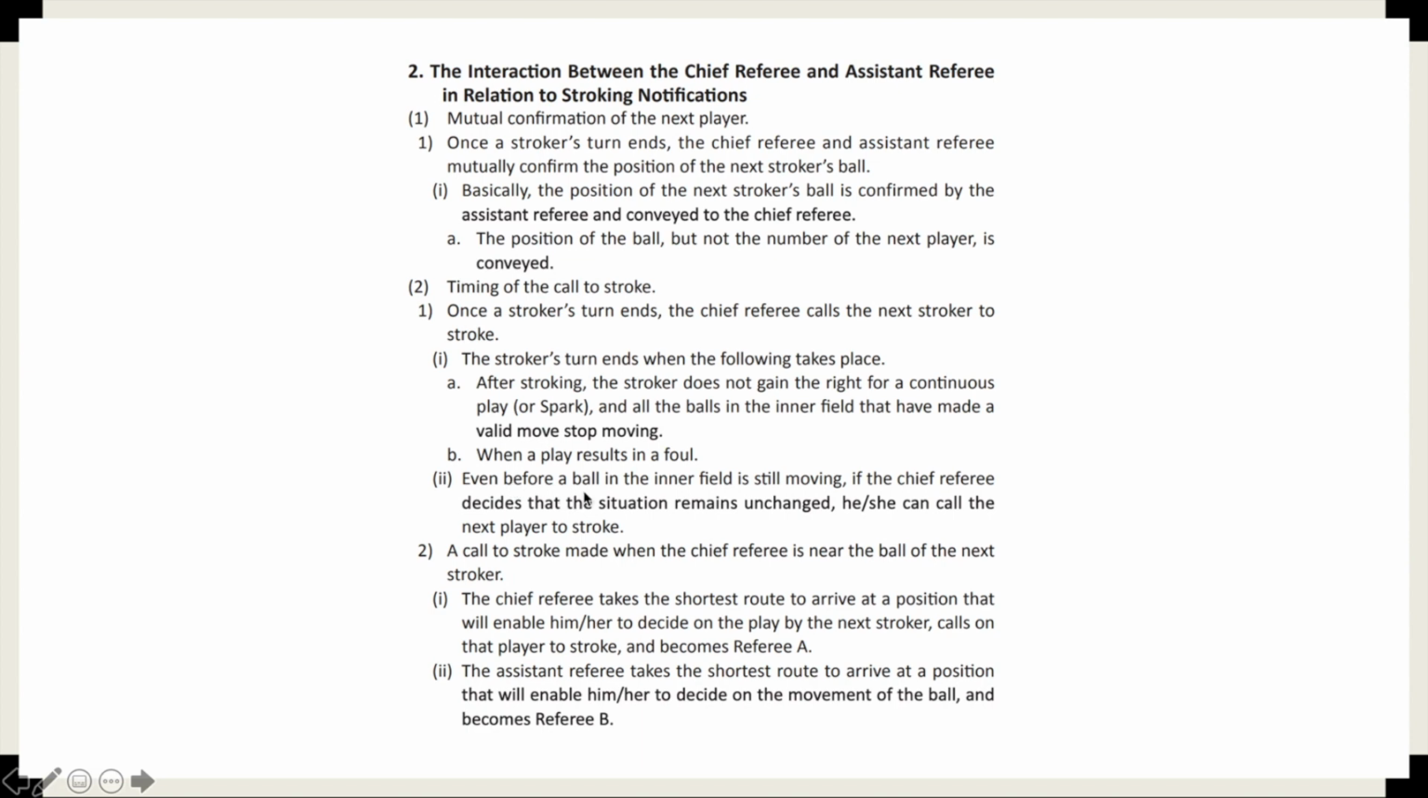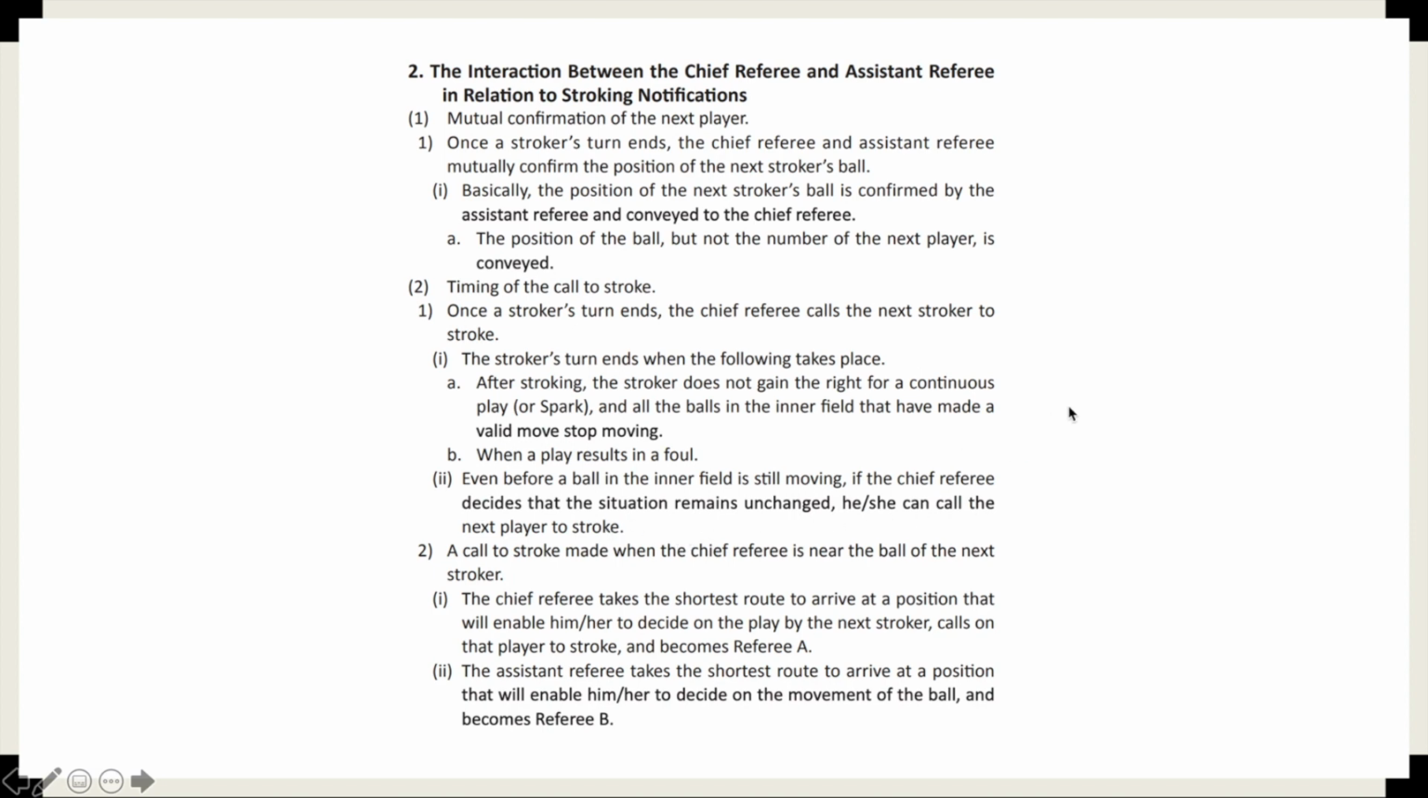Number 2. Even if a ball in the inner field is still moving, if the chief referee decides that the situation remains unchanged, he or she can call the next player to stroke.